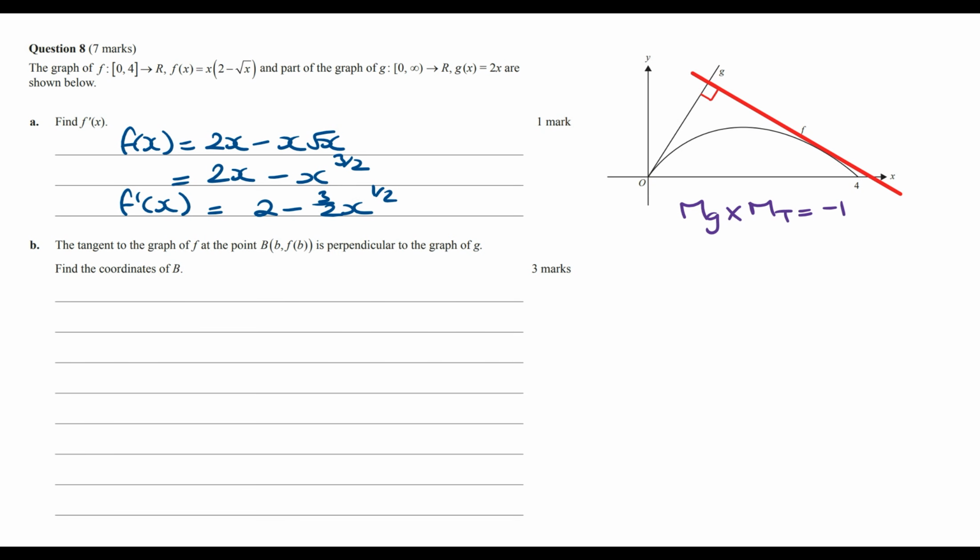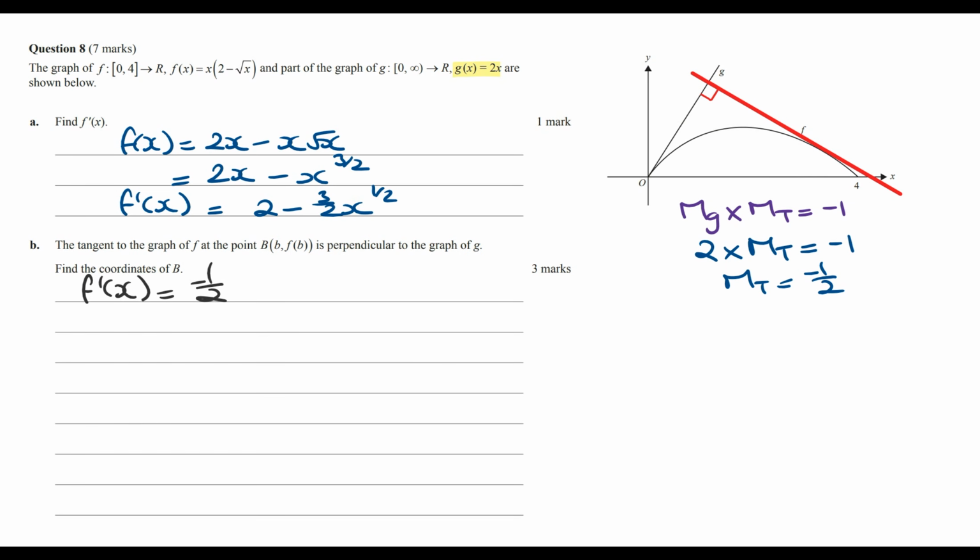We know the gradient of the line g is equal to 2, and so we can write this as 2 times the gradient of the tangent line is going to equal minus 1. And so the gradient of the tangent line is going to equal minus a half. What this means is that the gradient of the function f at some point is going to equal minus a half. To find this point, we need to let f dash of x equal minus a half and then solve for x.